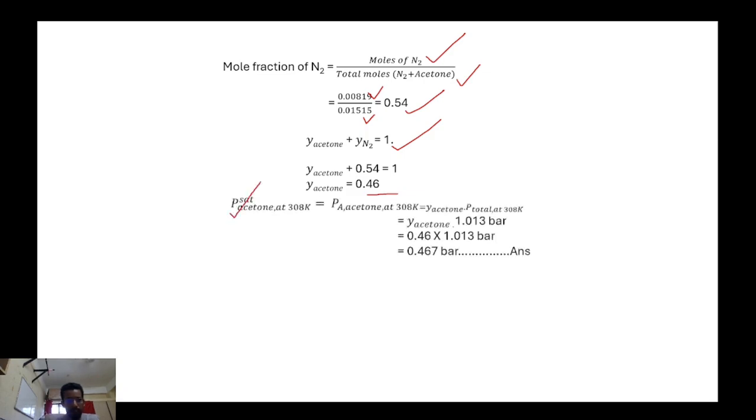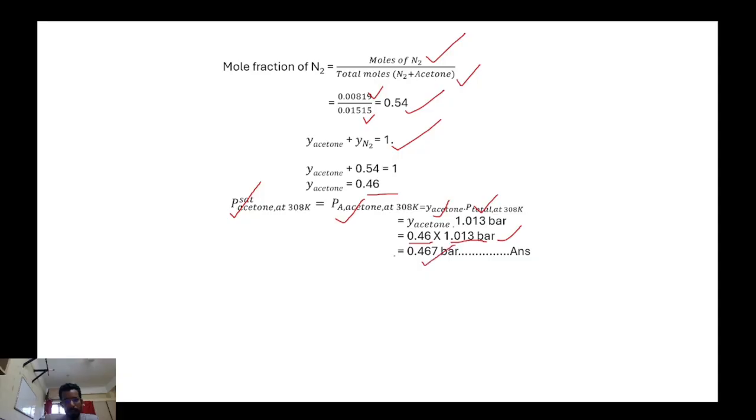Partial pressure of acetone is equal to mole fraction of acetone into total pressure, right? So we have calculated the mole fraction of acetone, that is 0.46, and at 308 K the pressure is 1.013 bar. So the answer is 0.467 bar.